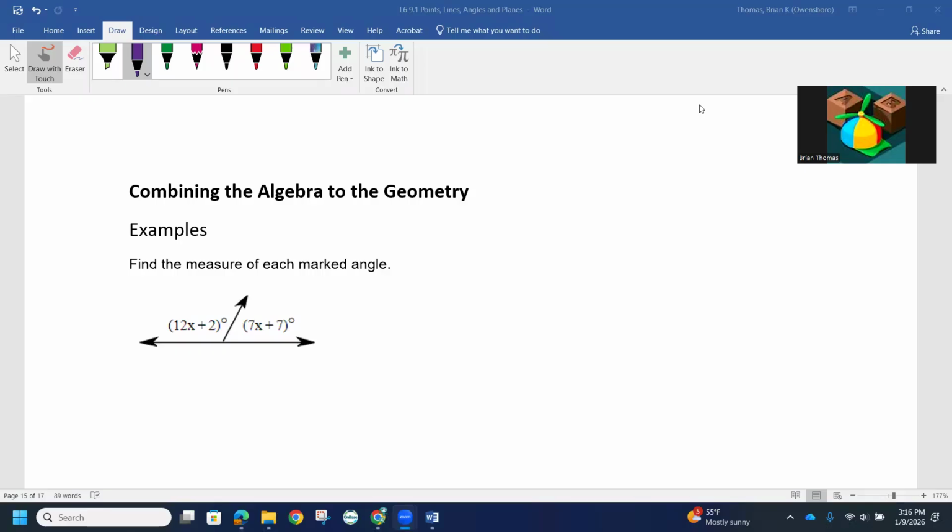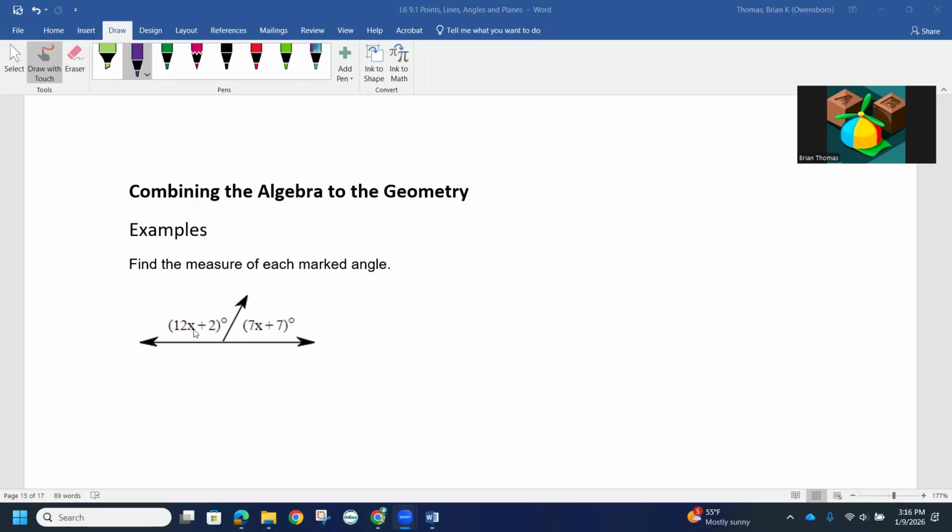Now that we got some of the geometry definitions out of the way, let's put this all together. So we're going to combine some algebra with some geometry. This is good practice as far as understanding how you can problem solve things. So here are some examples that you may find in your homework that we want to work out here. The question says find the measure of each marked angle.